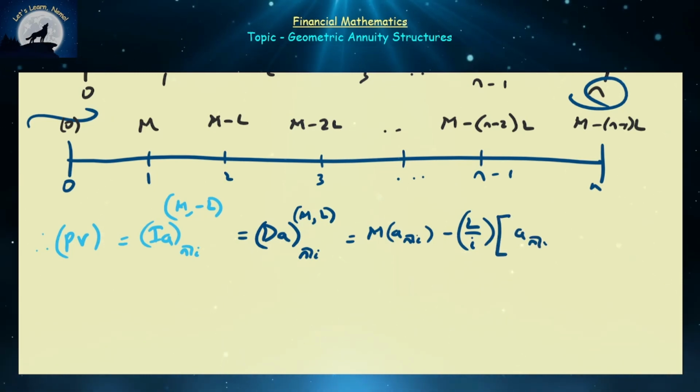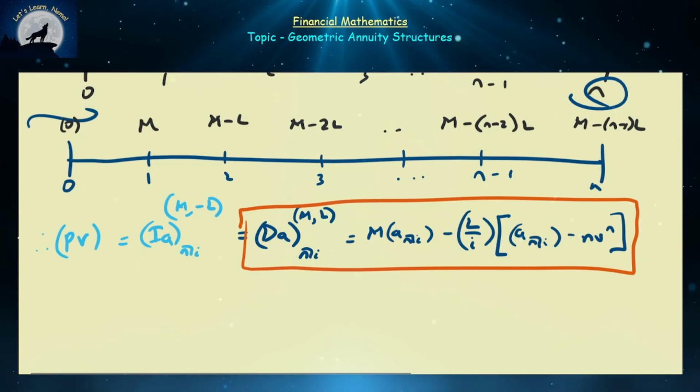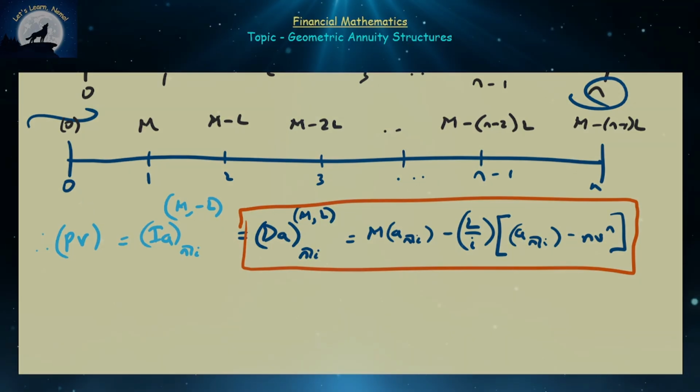And then we're going to have a_n|i minus n times v^n, and that would be the present value of an arithmetically decreasing annuity immediate with first payment m that decreases by L each time. Right, so those are the structures that we have up to this point. Now let's introduce our next very important annuity structure.